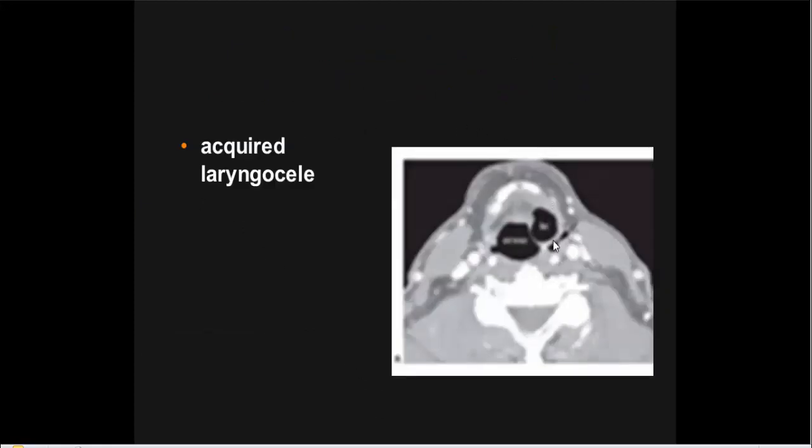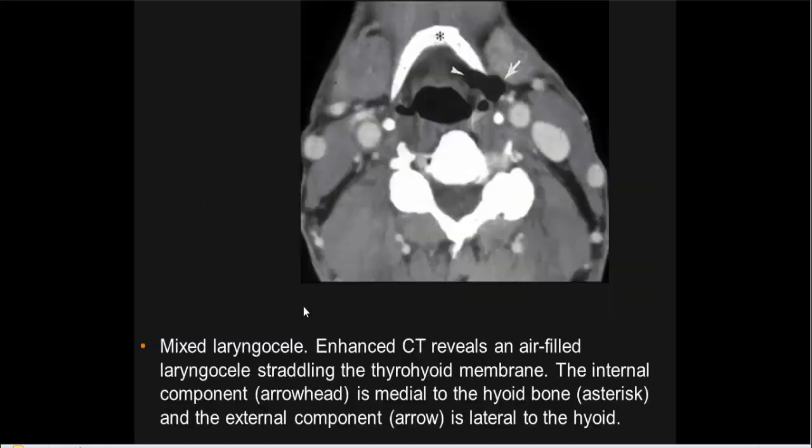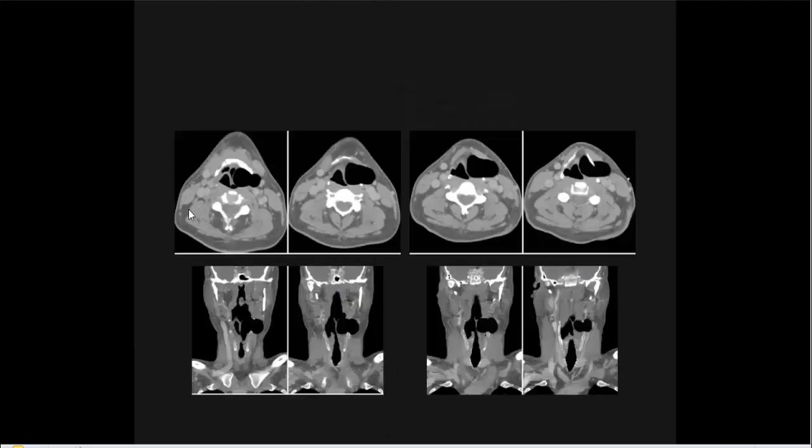Acquired laryngocele: we see a saccular air-filled cystic space lateral to the hyoid bones. This is a mixed laryngocele. This enhanced CT shows an air-filled laryngocele straddling the thyrohyoid membrane, with an internal component medial to the hyoid bone and an external component lateral to the hyoid bone. This is a mixed laryngocele, internal and external.